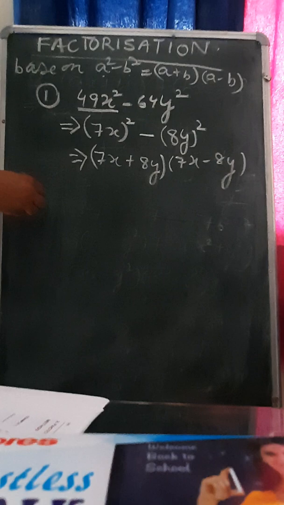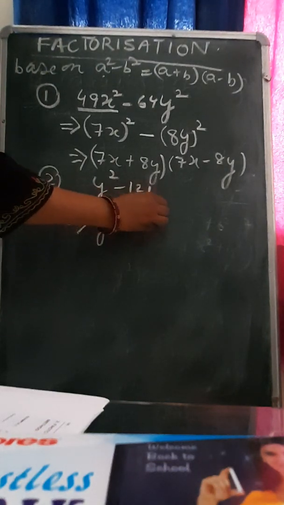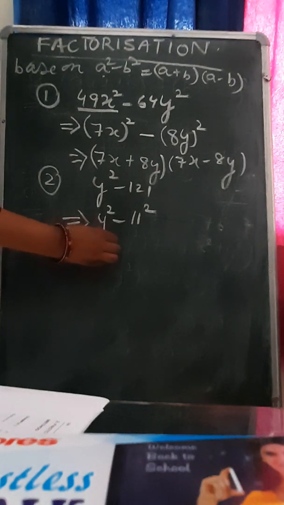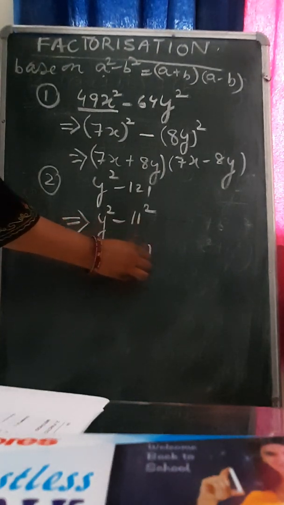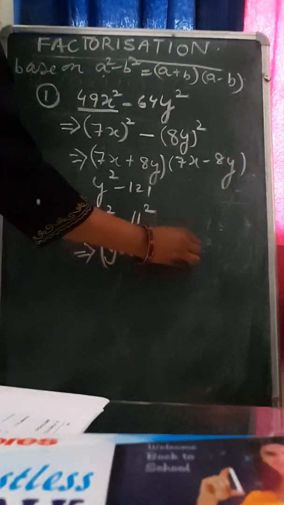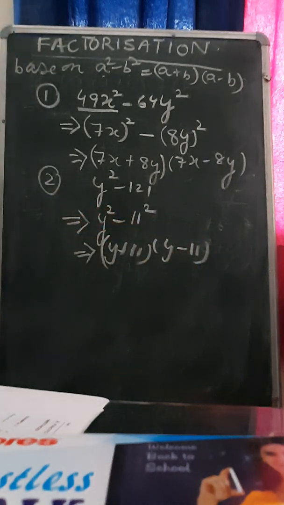Okay. Similarly, one more question. y square minus 121. As you can easily see, this is y square and here it is 11 square. So this is y plus 11 in one bracket and y minus 11 in the other bracket.